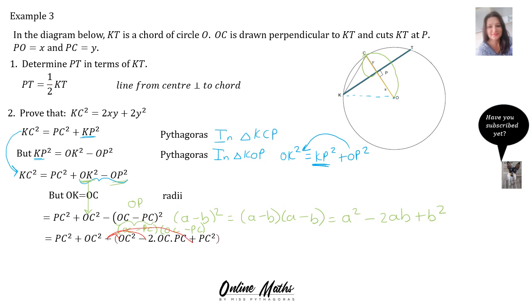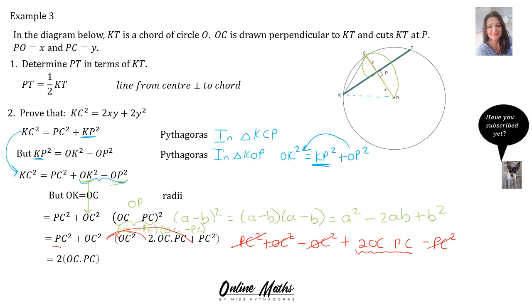So the whole thing, right from the beginning, will be the step PC squared plus OC squared minus OC squared plus 2OC times PC minus PC squared. And then PC squared minus PC squared is nothing. OC squared minus OC squared is nothing. So you're only left with 2OC times PC.